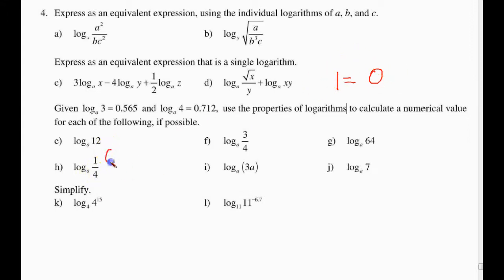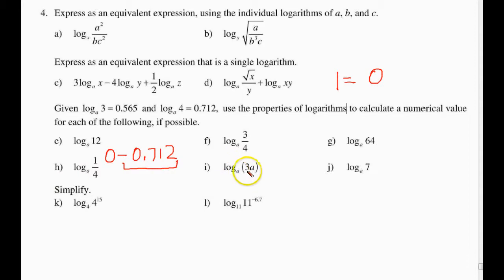So this is going to be 0 minus now, as we subtract that, the 4 value. And 0 minus this just gives you this as your answer for letter H.